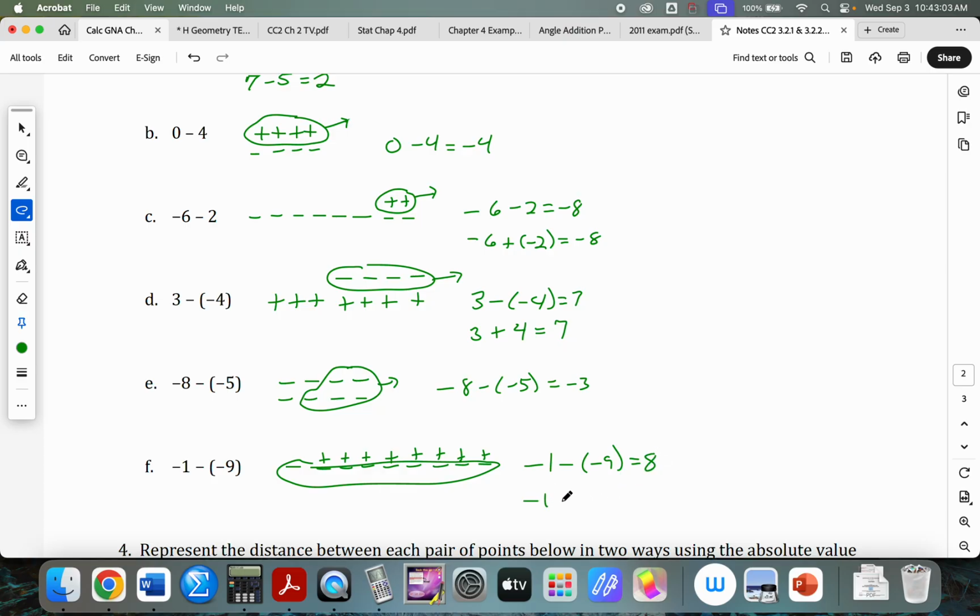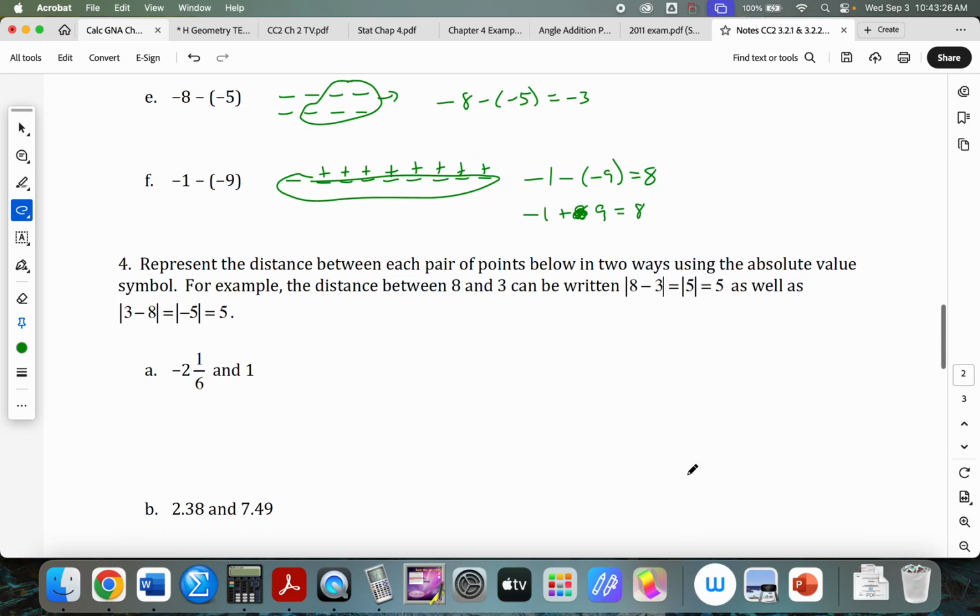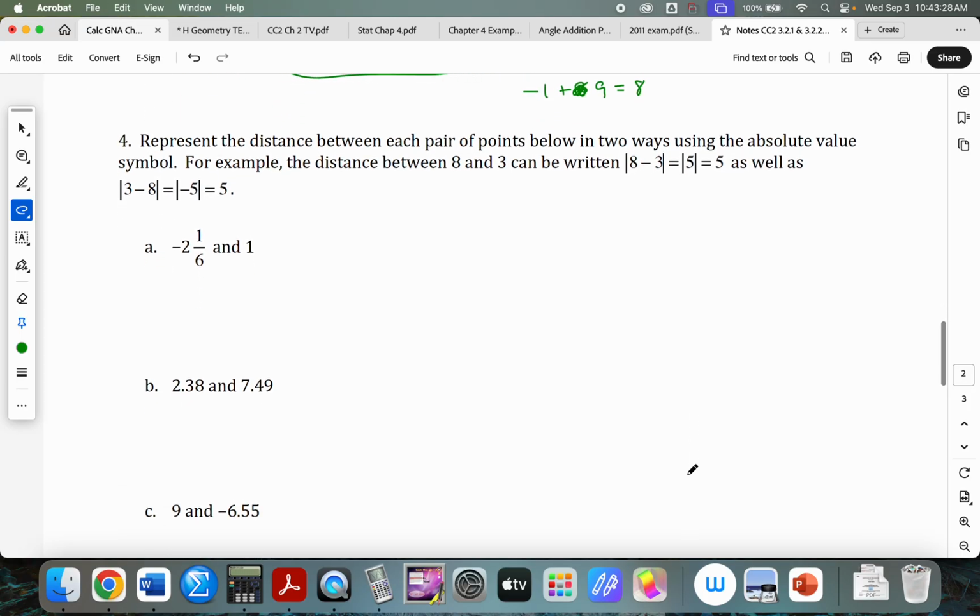So I had to add on 8 more positives. This would be the same thing as -1 plus 9, which is 8. I could have added on 9 negatives and 9 positives, right? And that would have worked. All right, let's move on.